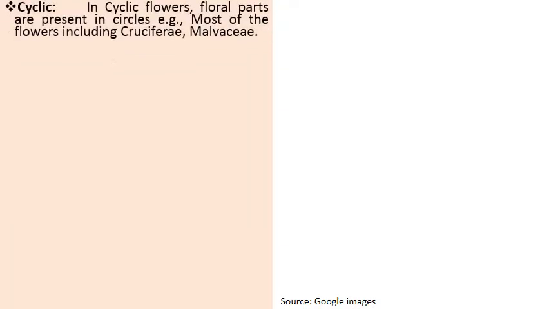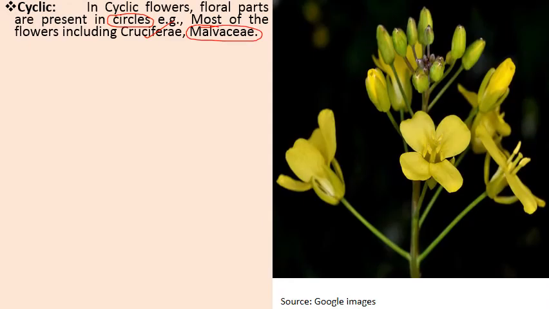Next comes types of flower on the basis of arrangement of floral parts. First, we have cyclic flowers. So these are the flowers in which floral parts are present in the form of circles. And these types of flowers are found in the members of family Cruciferae, also known as Brassicaceae, and Malvaceae. So this is the photograph of Brassica campestris, which shows the cyclic arrangement. So the floral parts, petals and sepals, are arranged in a cyclic manner. And these flowers are known as cyclic flowers.